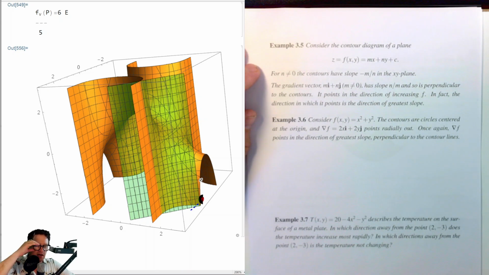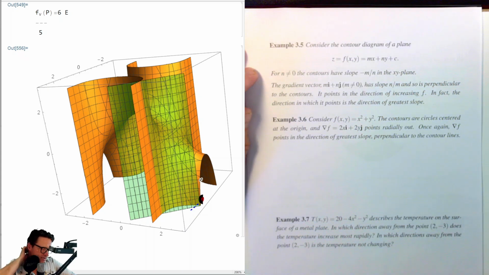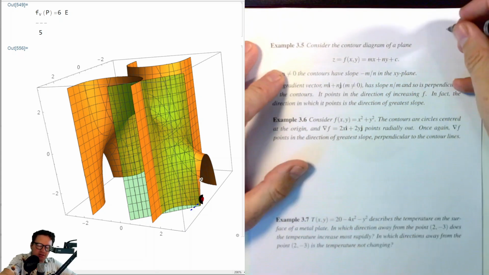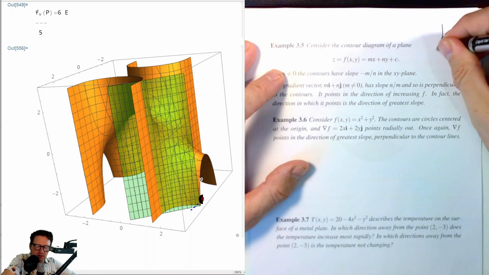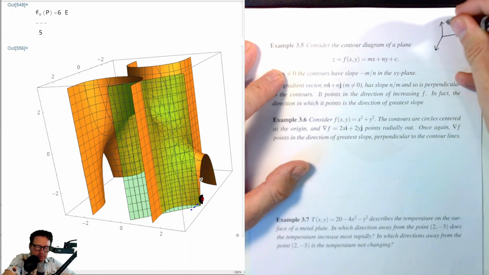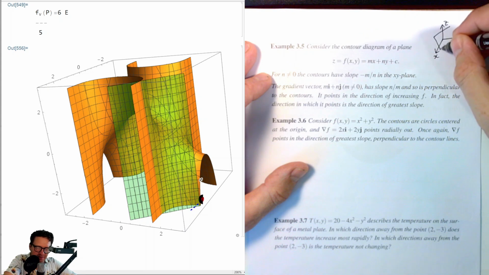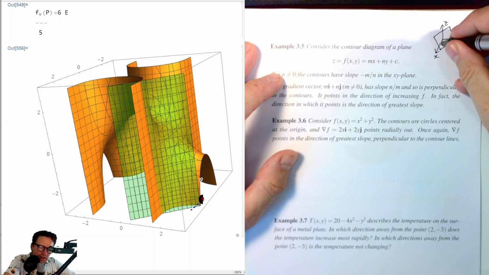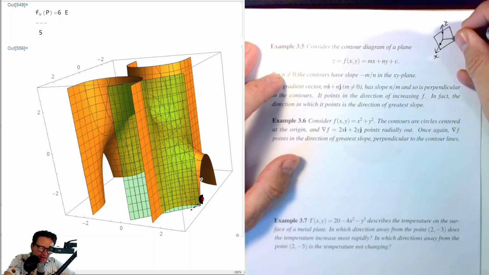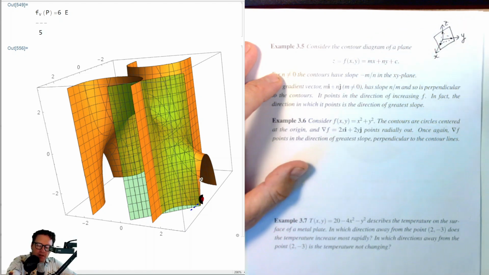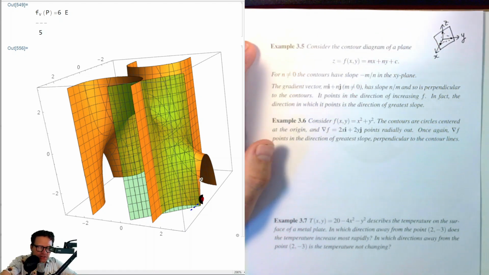Consider the contour diagram of a plane, z equals mx plus ny plus c. So I feel like I should draw this here in the box. Okay, so there's some axes. Now I might have a plane that looks something like this, with intersections on the axis like this. All right, so there's my triangle method. All right, now what do the contours look like?